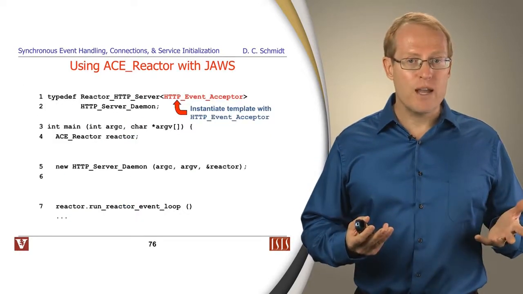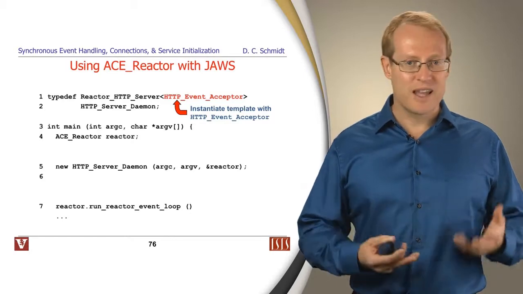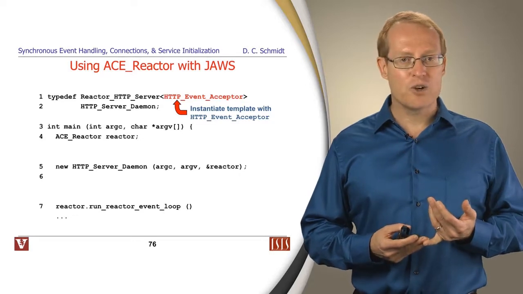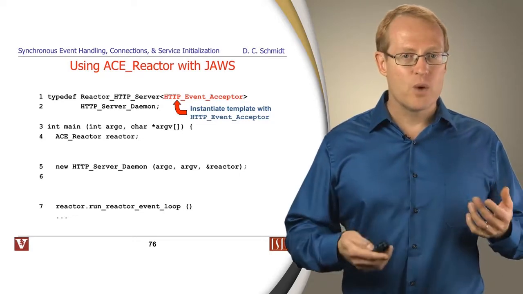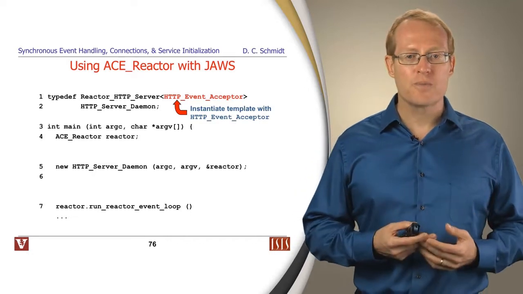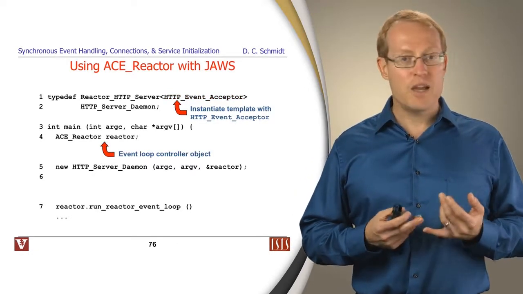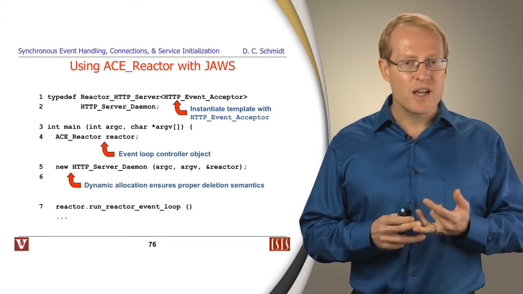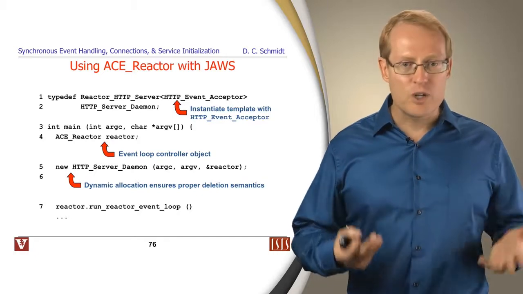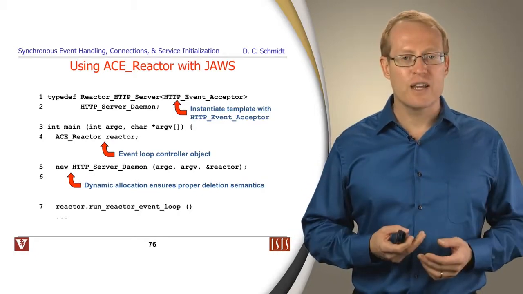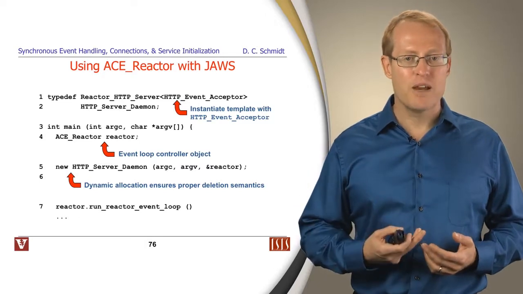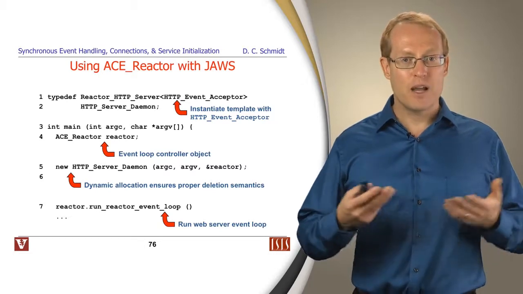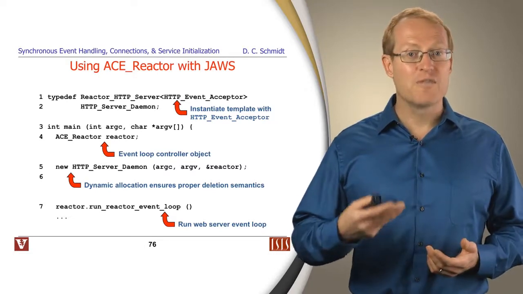Here then is the main program. This also will be very common. You'll see things looking like this quite a bit. We go ahead and typedef an instantiation of our reactor HTTP server parameterized with the HTTP event acceptor, which we just created. We'll then go ahead and make ourselves the reactor event loop object to control the event loop. We will make a new instance of this typedef HTTP server daemon, and we pass a pointer to the reactor into that so it can know how to clean itself up later. And then we turn around and run the reactor event loop. And henceforth, everything else is driven by callbacks using the magic of inversion of control.